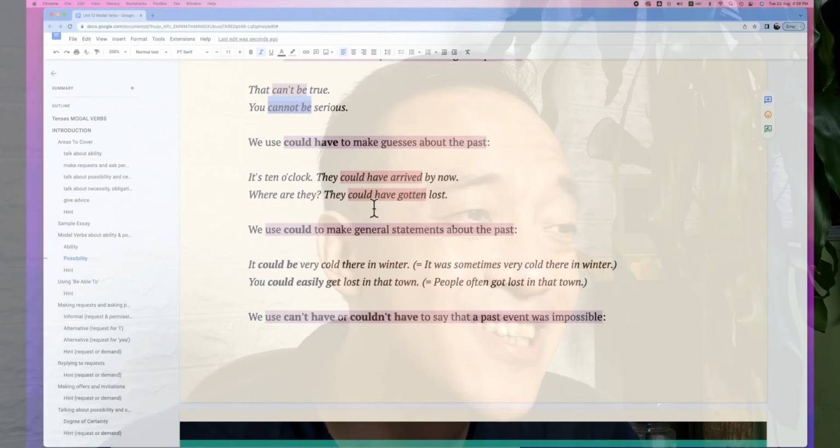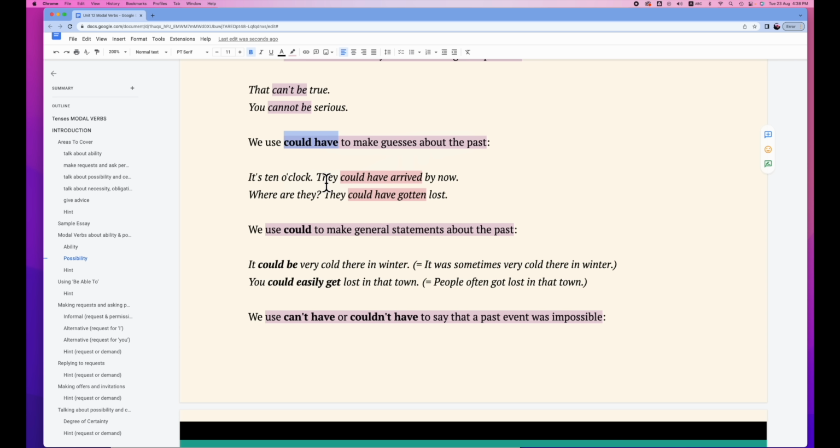Then what if we want to make a guess about something? Which modal verbs could we use? Let's take a look. We use could have. The modal verb could have is used to make guesses about the past. For example, oh, it's 10 o'clock. They could have arrived by now. But obviously, it is just a guess. Where are they? They could have gotten lost.